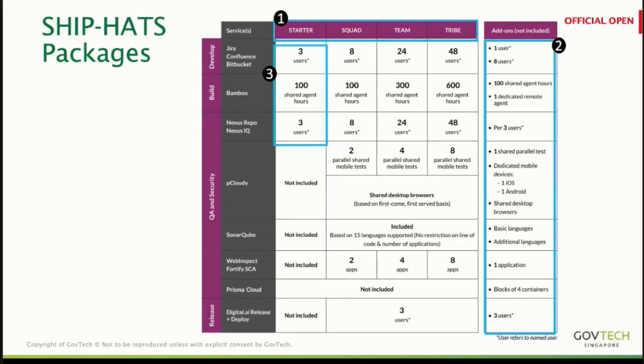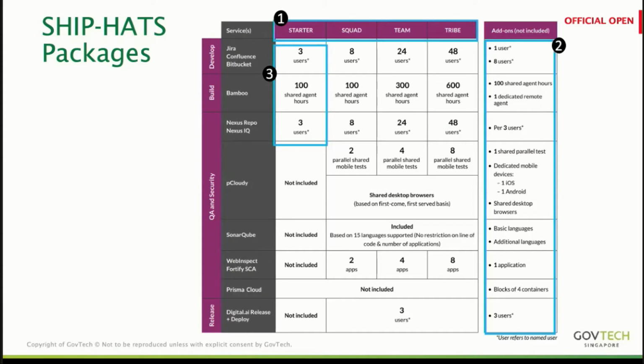I would also like to highlight box number 3. It is our starter tier, and by default, it only comes with the development and build tools, which are your Jira, Confluence, Bitbucket, Bamboo, and Nexus repo. However, it's also possible to add on heads tools or even the release tools to the starter tier.